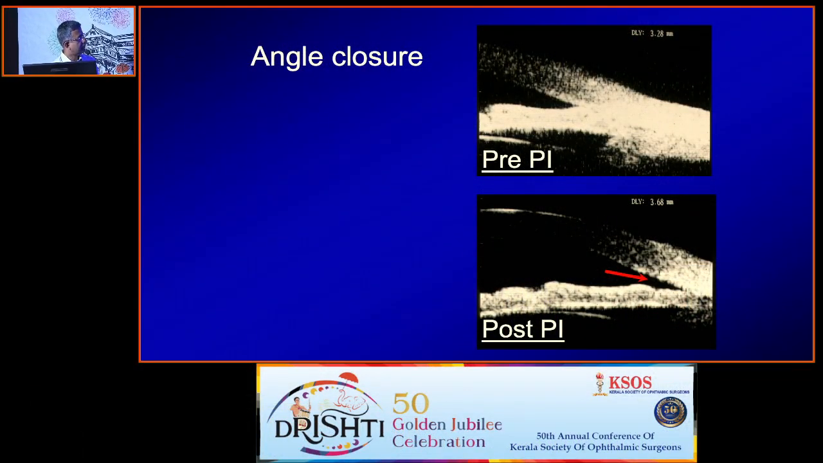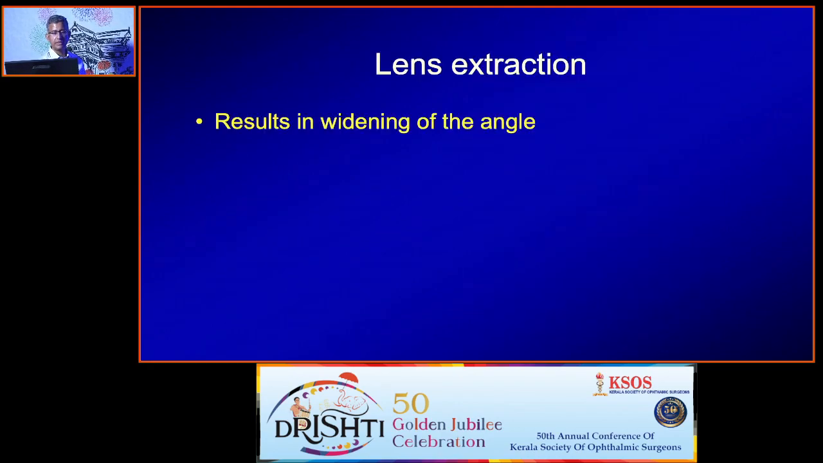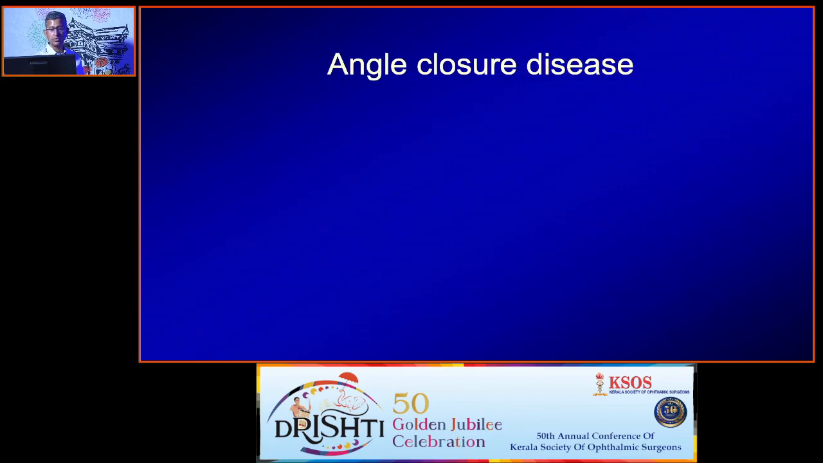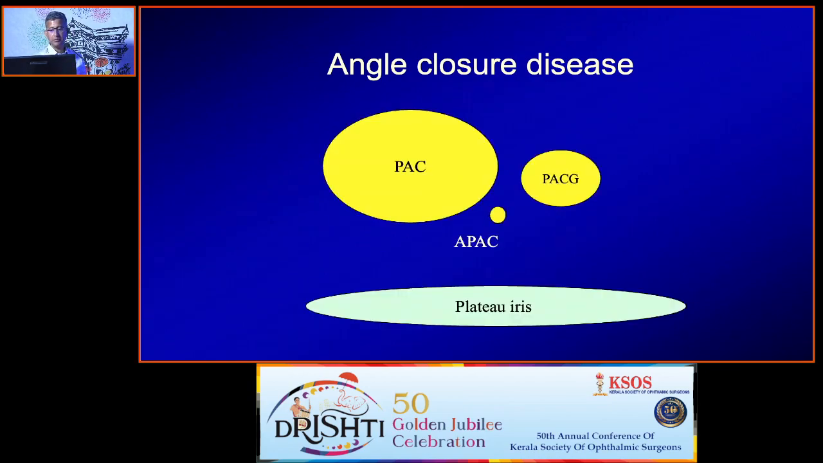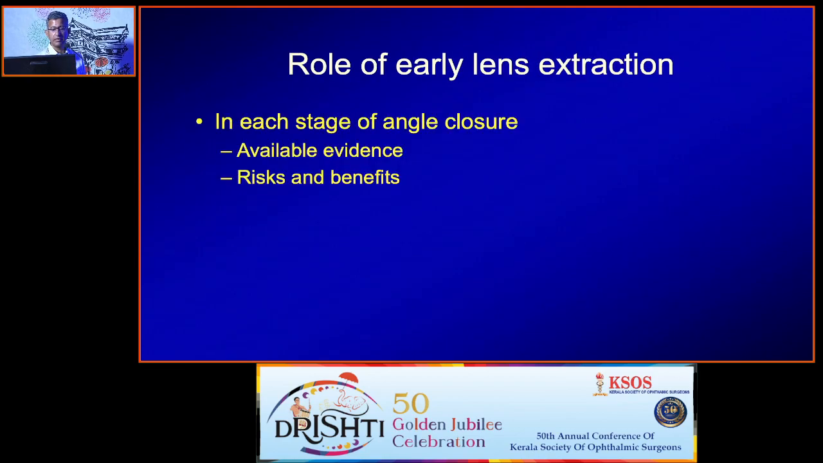So basically, what we hope to see after a PI is that the angle opens up widely, and this happens about 75% of the time in PSC and PSCG. Lens extraction also results in a widening of the angle, so both are considered as treatment options in angle closure. We'll talk about what happens in angle closure disease, specifically in PSC and PSCG. We are not going to talk about acute primary angle closure glaucoma. Plateau iris can occur in any of those situations, and that is the other thing that we need to keep in mind.